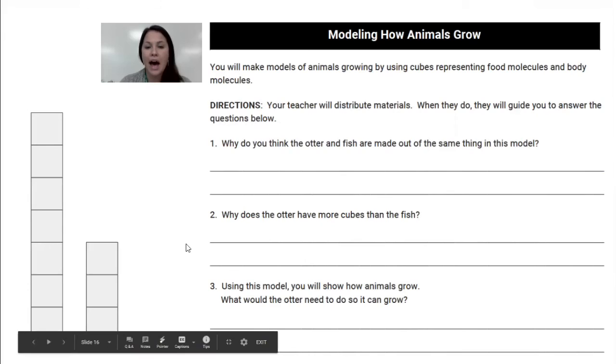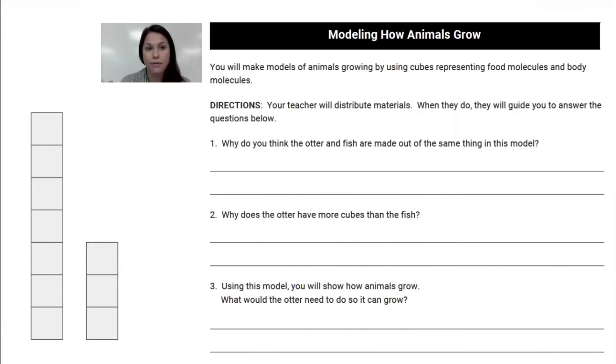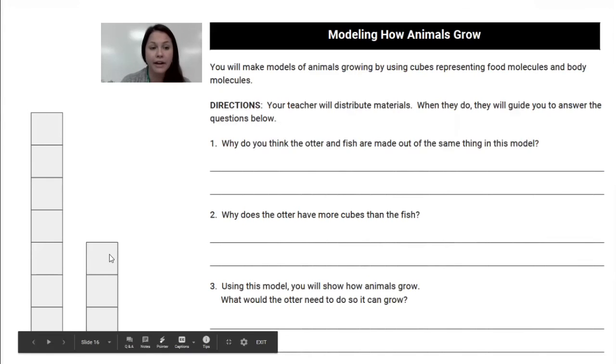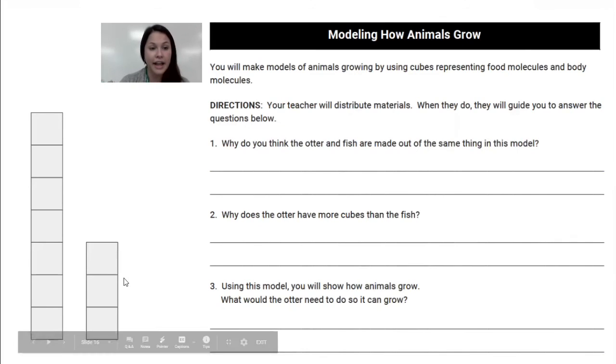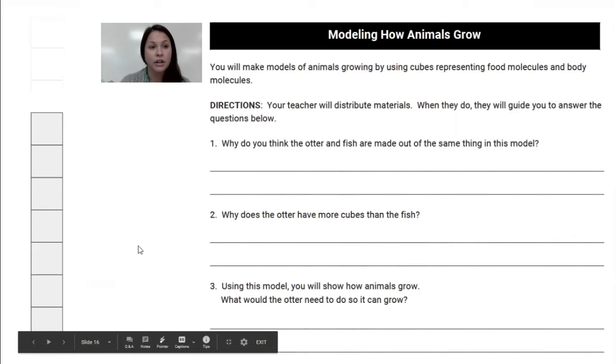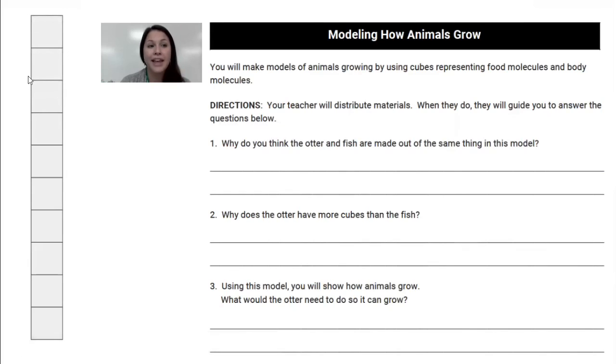What would the otter need to do so it can grow? So how would this otter acquire the matter from this fish? He would eat it. So if this otter ate the fish, it would get the matter from the fish.